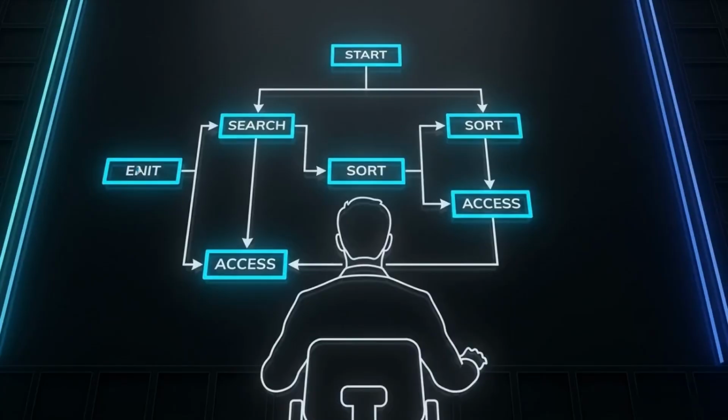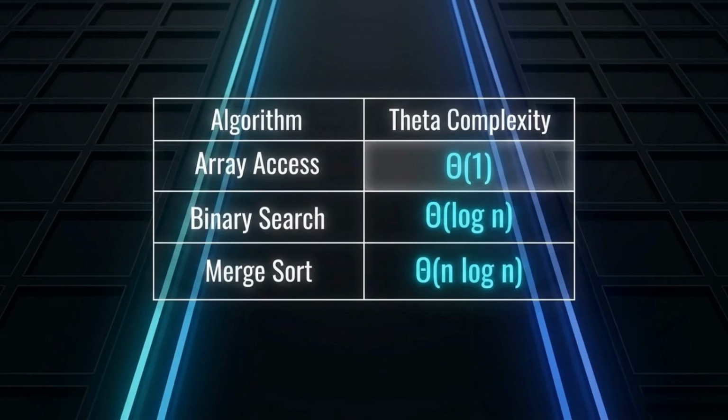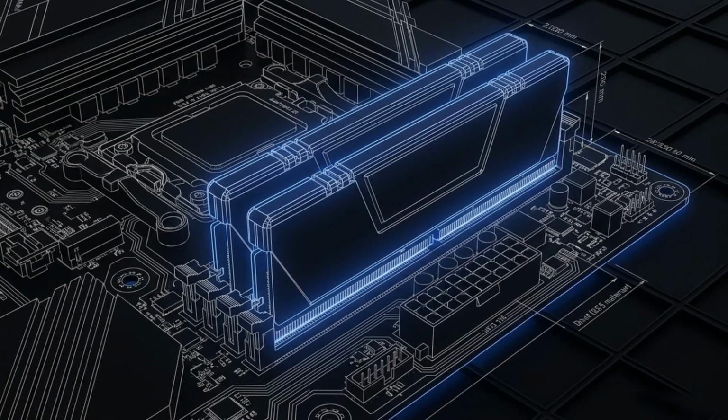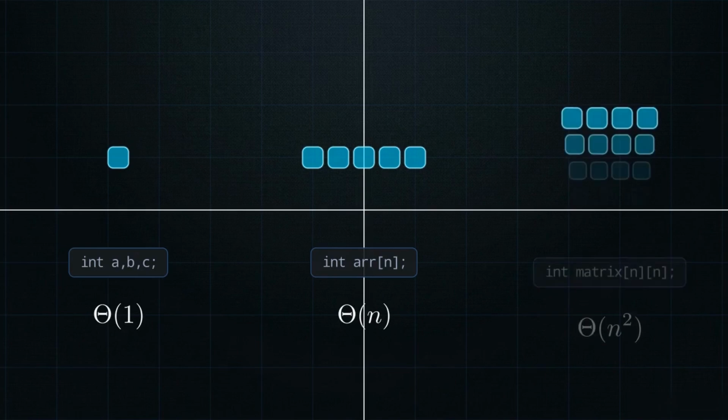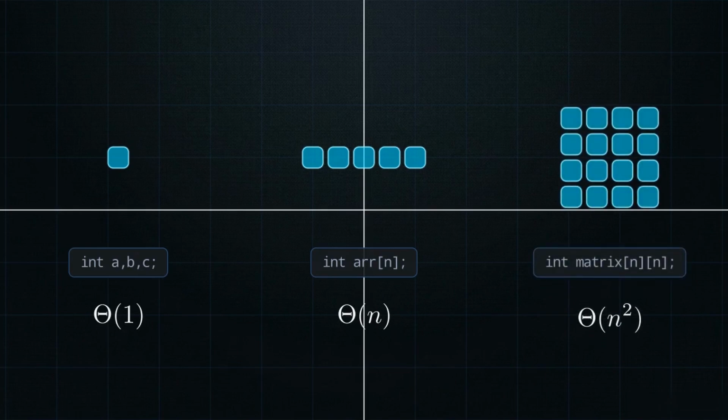We can apply this analysis to evaluate the complexity of standard algorithms. For instance, accessing an array index is theta of 1. A binary search is theta log n, and merge sort is theta n log n. Asymptotic analysis also applies to the memory an algorithm consumes, or its space complexity. A few integers represent constant space, or theta of 1. A one-dimensional array is theta of n, and a two-dimensional matrix scales at theta of n squared.